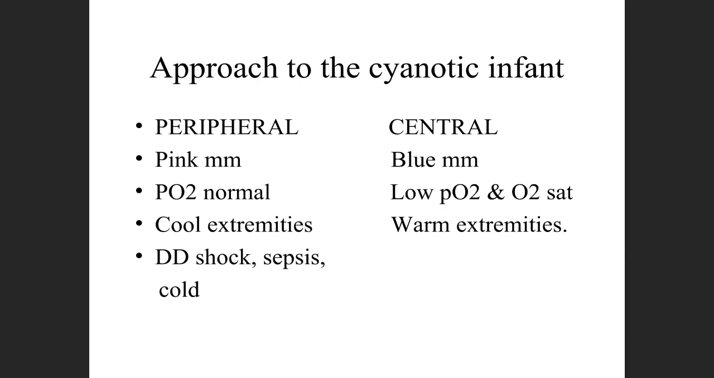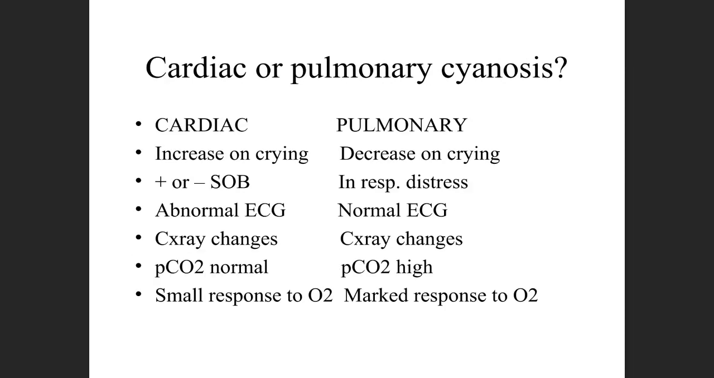In central cyanosis, the mucous membranes are blue, and when you do the blood gases, there is a low PO2 and low oxygen saturation. And the extremities are often warm. One has to make a decision sometimes as to whether the cyanosis is due to a cardiac cause or a pulmonary cause.